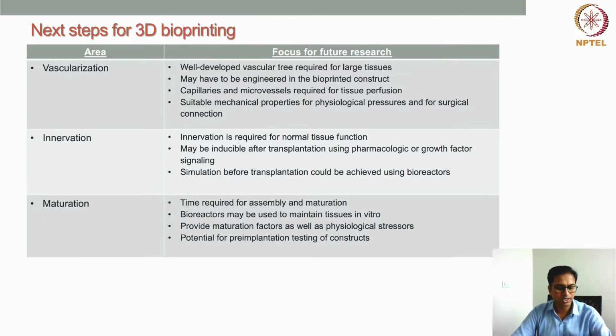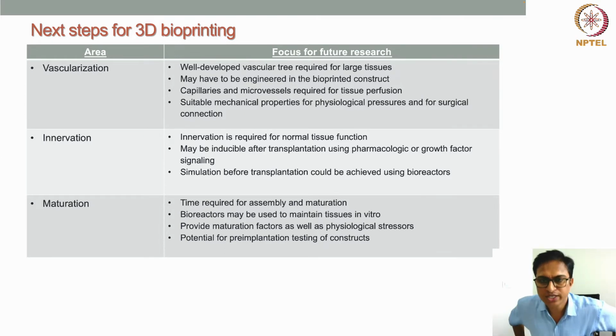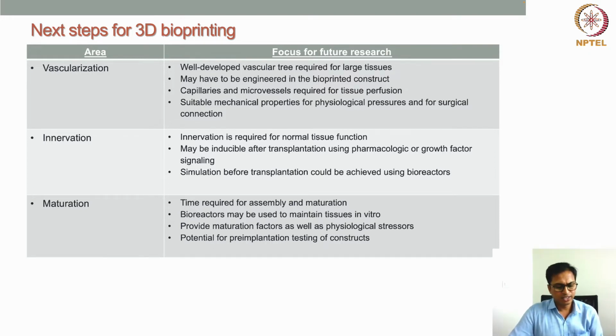Otherwise, this cannot be controlled. As we are discussing, a well-developed vascular tree is required for large tissues, and the vascular tree is very important for generating a particular tissue or organ structure. There are different types of vascular trees in different organs, and we need to mimic that during bioprinting to generate a vascularized tissue construct.